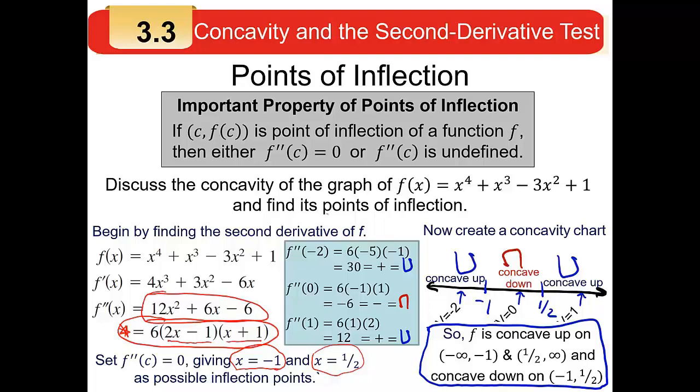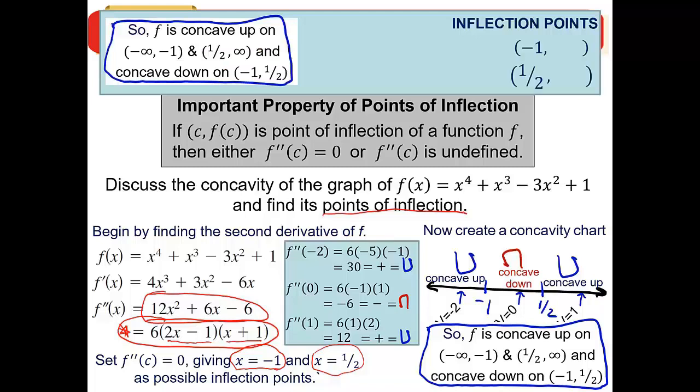It also says now to find the points of inflection. Those are just x, y coordinates. You already know the x coordinates. So if you want to find those inflection points, you already know that you're going to be looking at -1 and 1/2 because those numbers came from setting the second derivative equal to 0. Because it's a polynomial, there aren't any places where the second derivative is undefined. So it just comes down to finding y values.